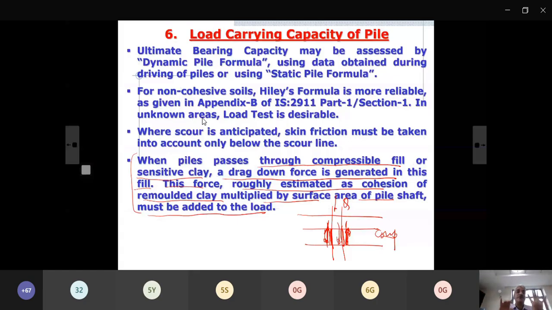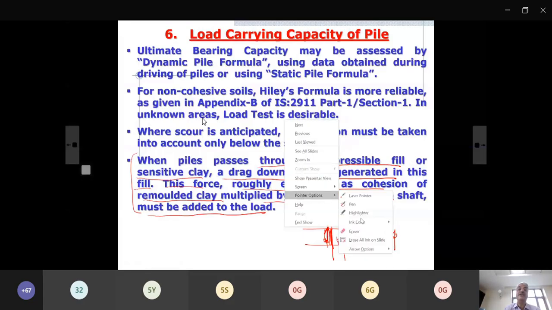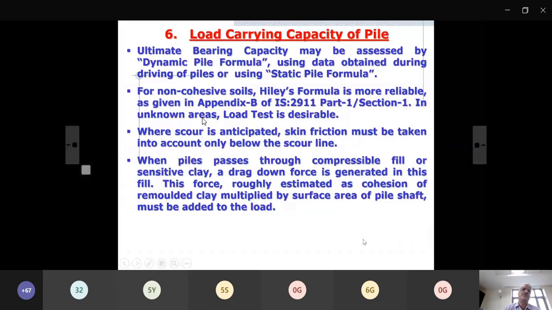So whenever you are passing through a compressible area, please be aware of this. That value we must add to the pile load or deduct from the capacity, whatever you are getting.